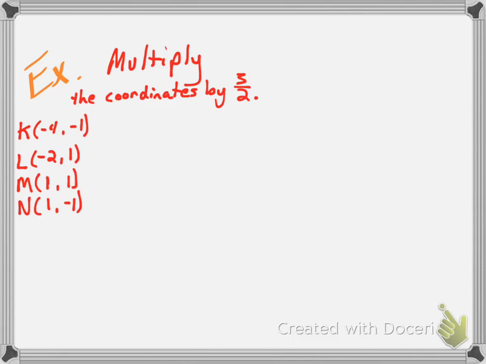All right, last example. We're going to multiply the coordinates by 3 over 2. So is this an enlargement or a reduction? Yeah, it's an enlargement because 3 over 2 is more than 1.